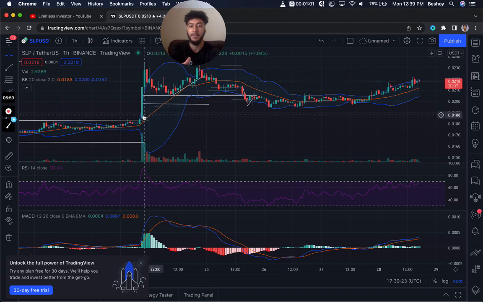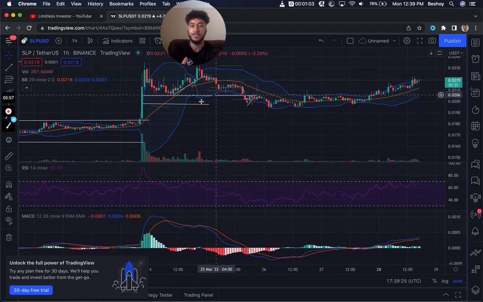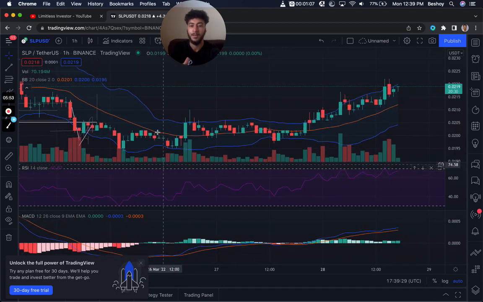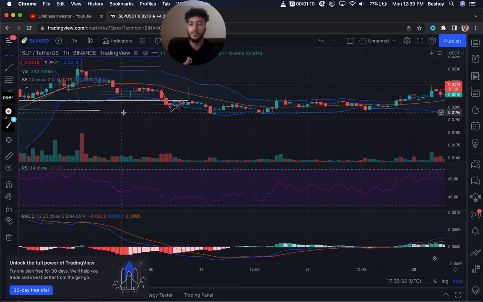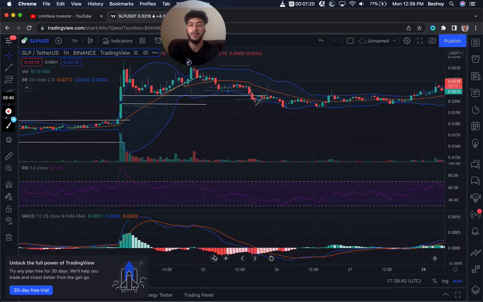We have a huge imbalance here, okay? And as you can see, these zones here, we retested it back. If I zoom in, we respected these zones here, okay? For SLP, we have these zones being respected. Price never wicked down there. And this is what I wanted to see from SLP. We still have a lot of bullish momentum in our project.